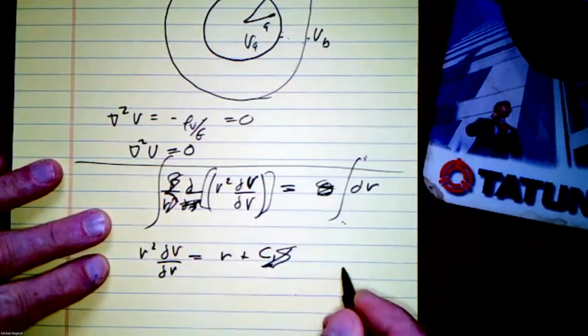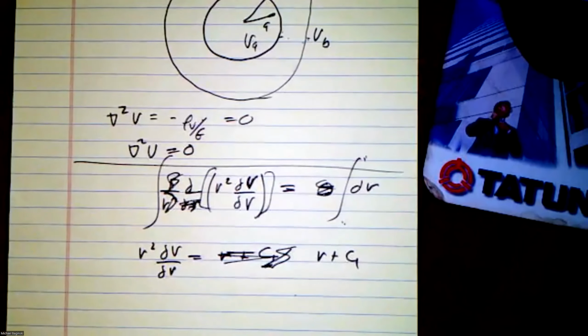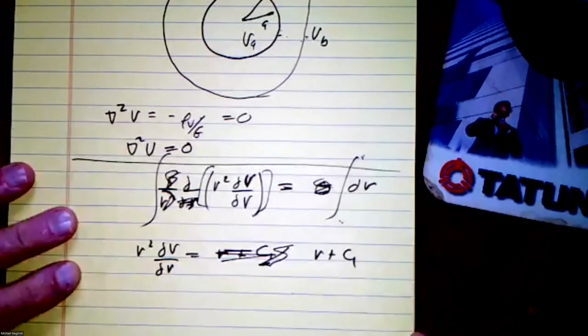Let me just write that down. It's r plus c1, because there's no limits to this integration. Everybody agree with that?